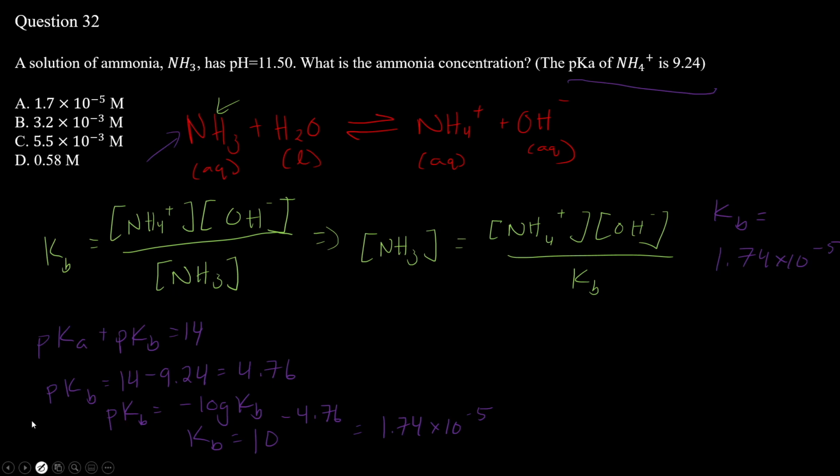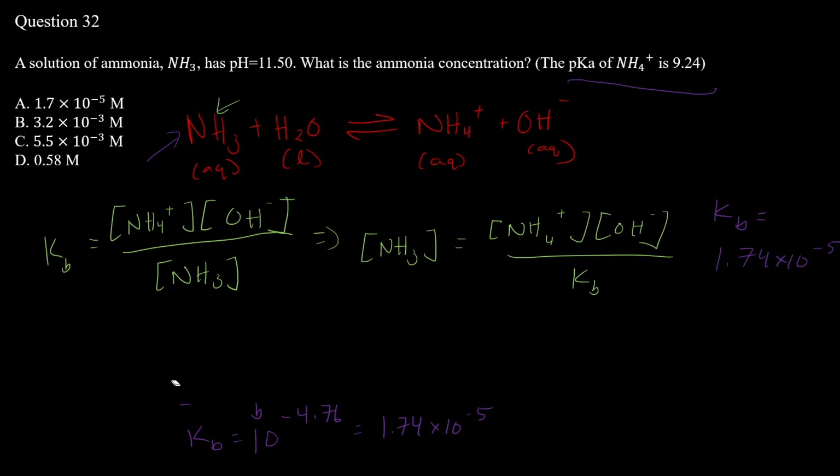But for now, let me erase all this, and then we can start finding the concentrations of the ammonium ion and the hydroxide ion. You might think that we have to find both of them individually, but there is a special relationship between them. If you look at your ammonium ion and your hydroxide ion, you'll realize that they're being produced in a 1-to-1 ratio.